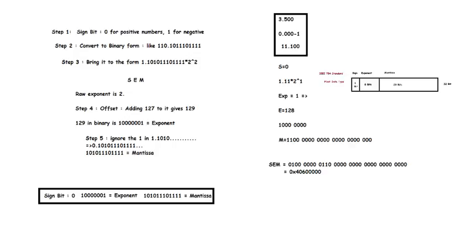So let me take an example. Human readable 3.500, this is stored in a computer like this. If you see, in binary 3 just translates to 11 and 0.5 translates to 100 after the decimal point. So there is a small procedure for that.